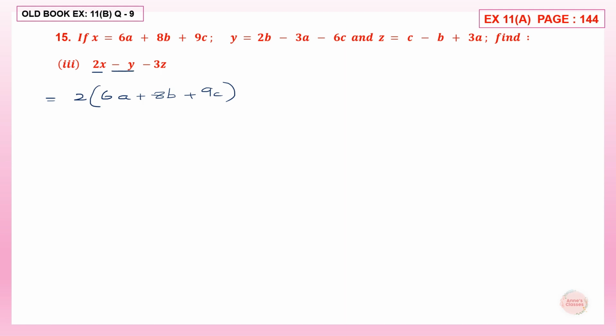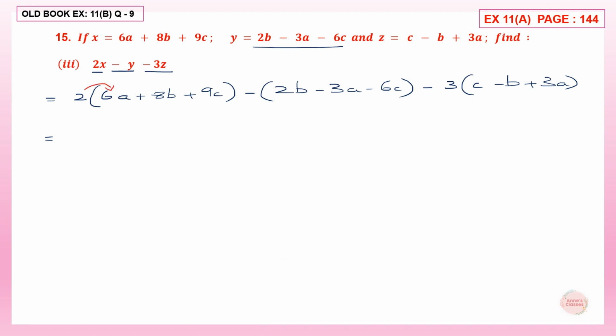Now minus y. So minus, and let's write the whole of y inside. 2b minus 3a minus 6c. Then minus 3z. So z is 3 minus b plus 3a. Now let's work out and open the brackets. So when you have 2 into a polynomial, you have to multiply 2 into each term inside. So first it will be 2 into 6a. 2 6's are 12. So that will be 12a.